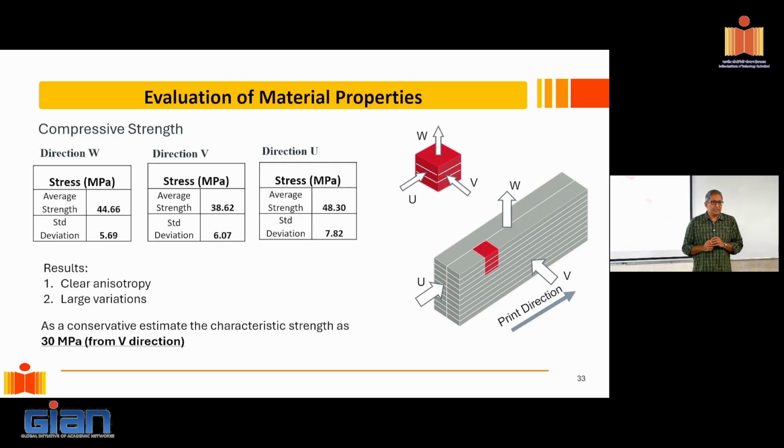Now, what is the characteristic strength? It's 1.65 times the standard deviation removed from the mean. If you look at this 38, remove 1.65 standard deviations. Standard deviation is also given here. And when you actually work out the math, the characteristic compressive strength in the V direction comes out to be about 30 megapascal. Okay, so as an engineer now, can I treat this as if it is concrete of 30 megapascal strength and design it as if it were cast-in-place concrete, right?